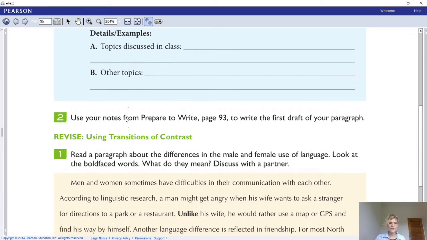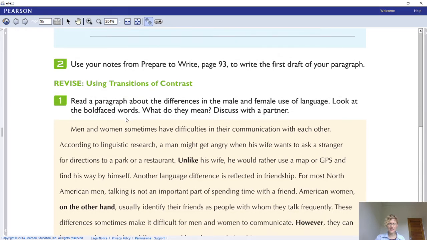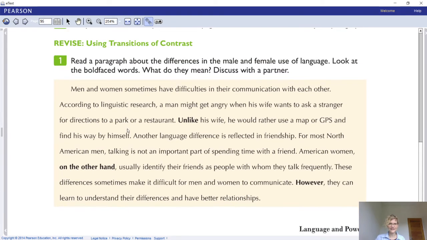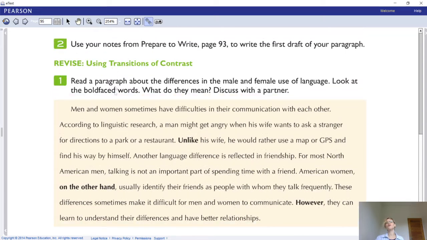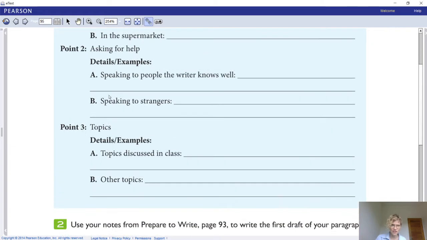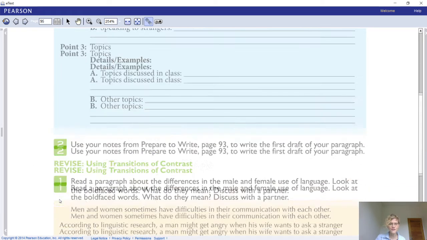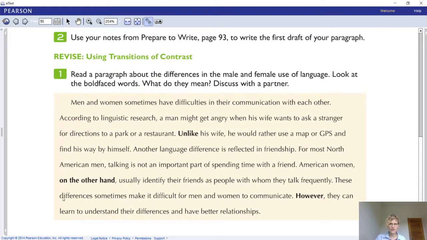Awesome. Use your notes from Prepare to Write, page 93, to write the first draft of your paragraph and revise it. Now we're looking at another part, which is using transitions of contrast, which is important because when you go from one point to another, you need to use transitions. You're talking about the formality of language, and then you go over to asking for help, and then you go over to continue with topics. So from this point to here, you need to use a transition. From here to here, you need to use a transition, but because you're contrasting, you will use the transitions of contrast.